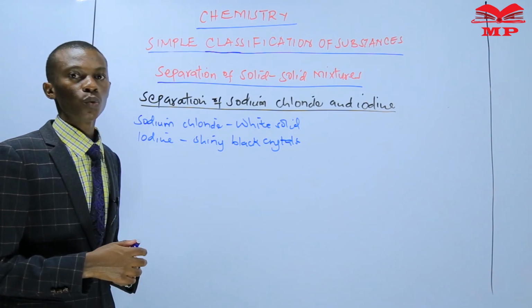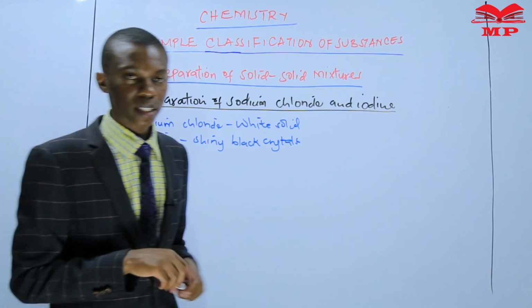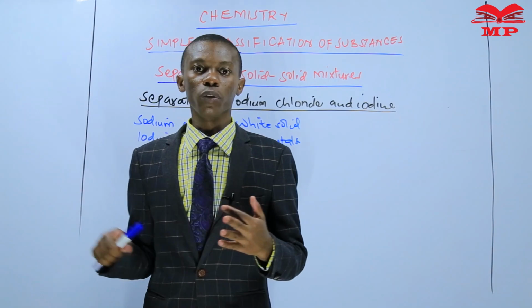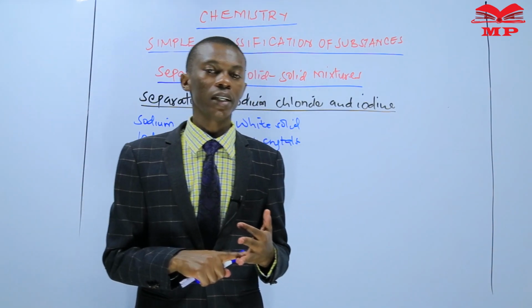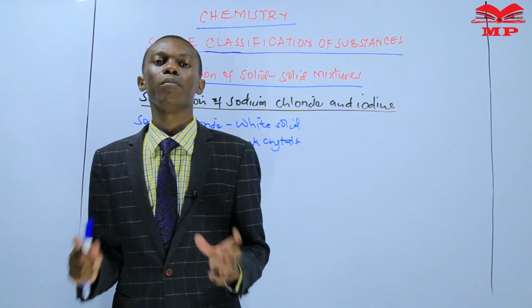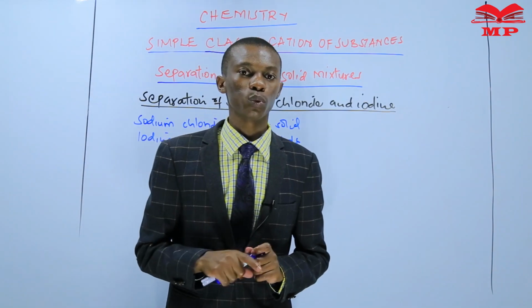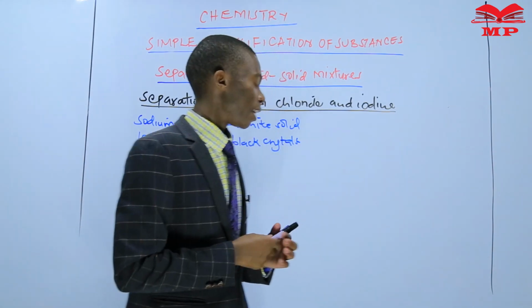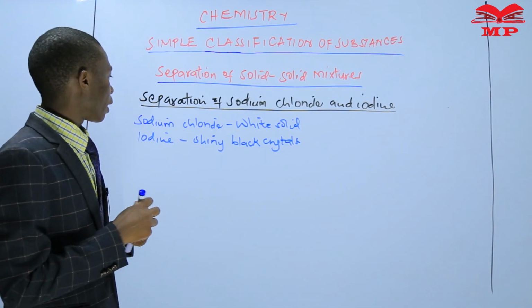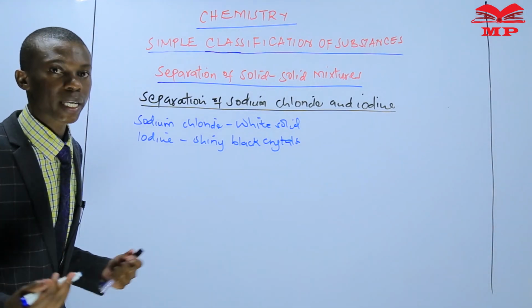Then for you to be able to separate them, you will need the following apparatus. You will need a beaker, a watch glass, and a source of heat, which will be the Bunsen burner, and you also need water for you to be able to separate them. Therefore, I want to draw the experiment or the diagram to show how you can separate the mixture of sodium chloride and iodine.